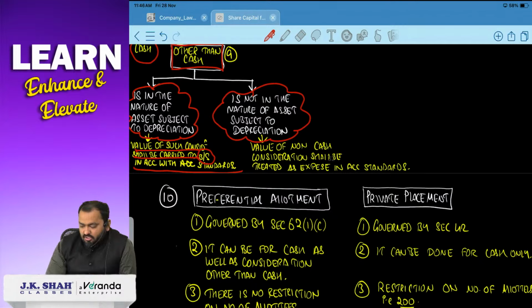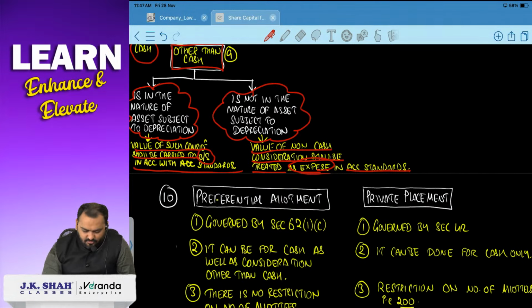But friends, what if the company has received some services? The company is making allotment on preferential basis, but in return it is not getting an asset. It has received some services from someone. So instead of paying fees, we are making preferential allotment of securities. Can I say we have made the payment of that fee, that the expenditure of those services was adjusted with the allotment of shares? So if whatever we are getting is not in the nature of an asset, then the value of such non-cash consideration shall be treated as an expense as per accounting standards. It shall be recorded as an expense.